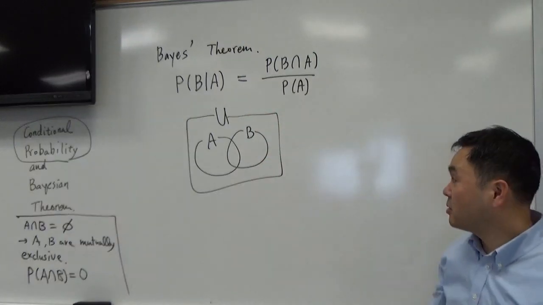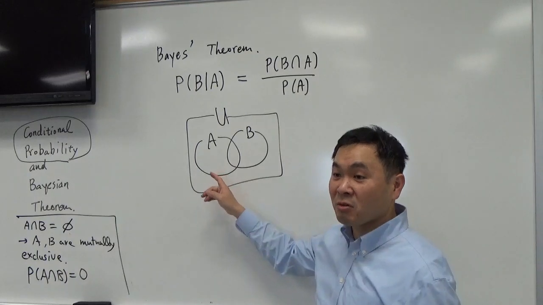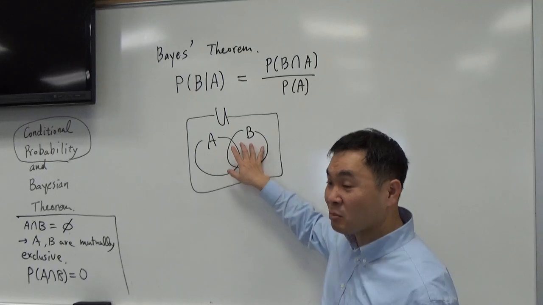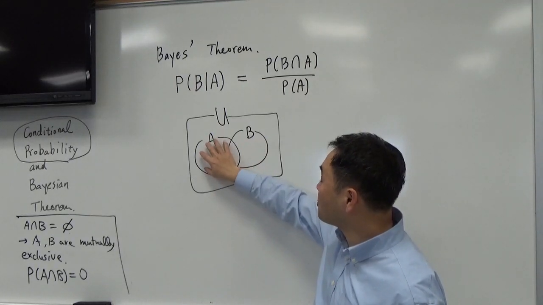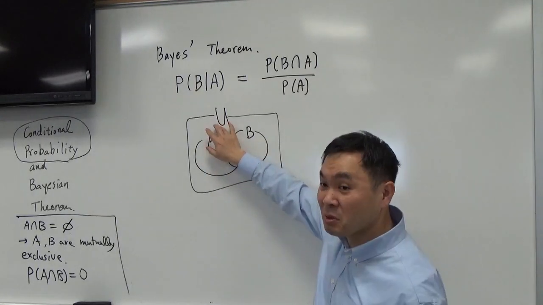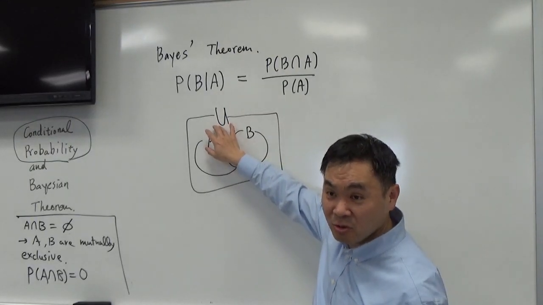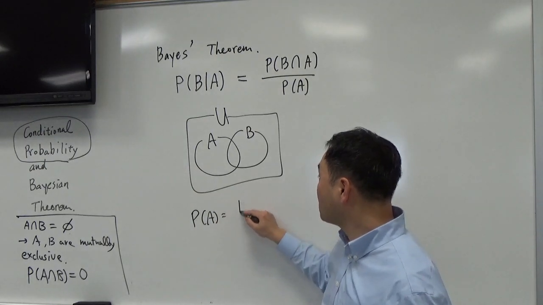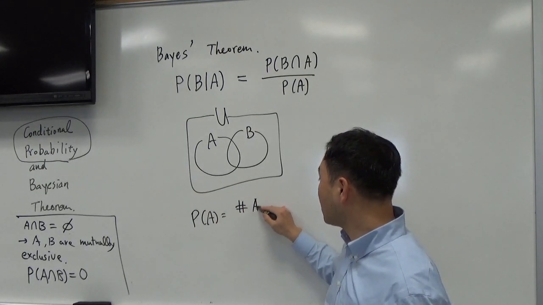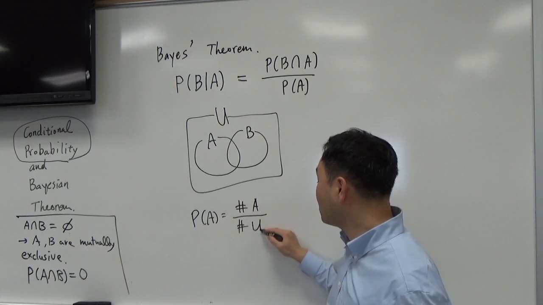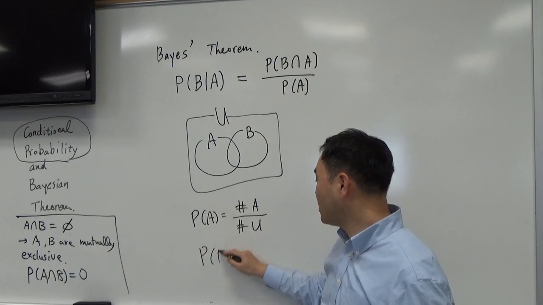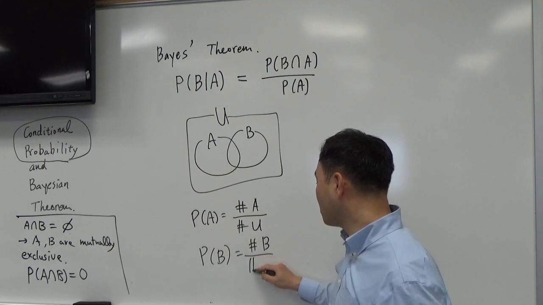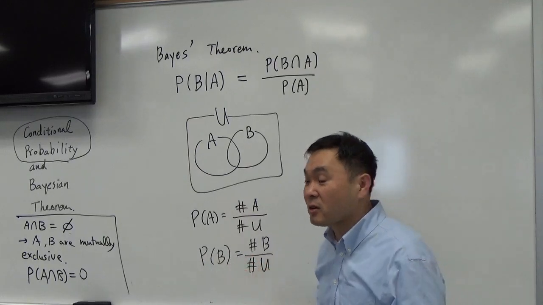So, what's the probability of A? A is like, if we think about the basketball and football example, the number of people playing basketball over the number of people in the school, right? So P(A) would be the number of people in A divided by the number of people in U. And P(B) would be the number of people in B divided by the number of people in U. That's how you calculate it, right?